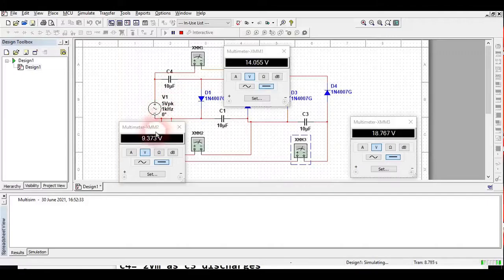Theoretically the doubler would be giving here a 10 volt peak to peak. Here I am getting the average voltage, since I have used the multimeter. It is around 9.42 or 43 volt. Here this one is giving a tripler value of around 14.16, and this one is giving the quadruple value of around 18.9, that is around 19 volt.